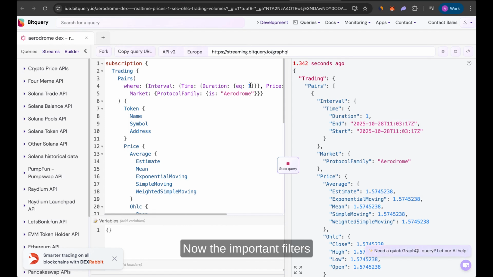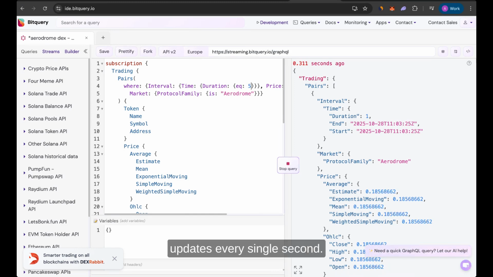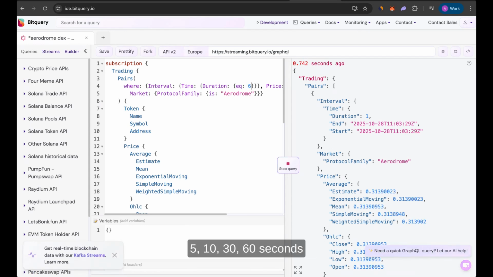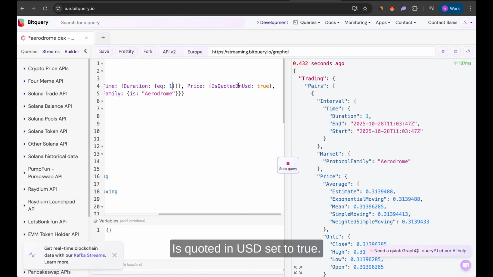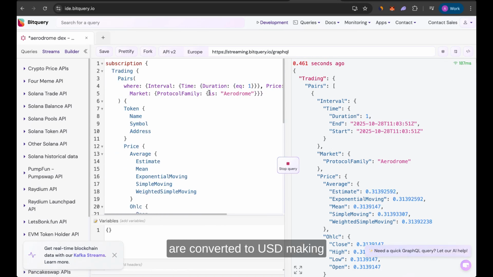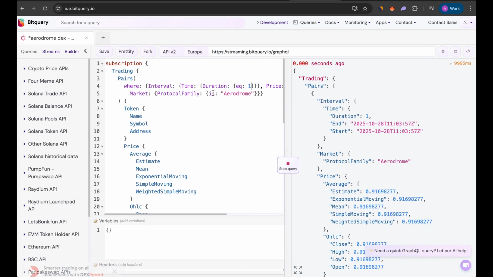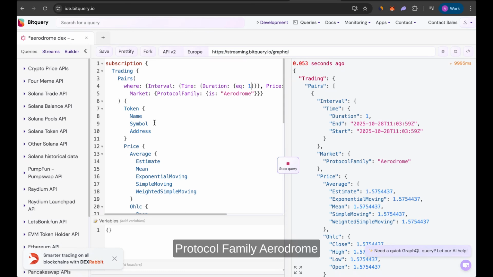Now, the important filters in the where clause. We've set duration to equal 1, that's 1 second. This means you get price updates every single second. You can change this to 3, 5, 10, 30, 60 seconds or longer intervals depending on your needs. IsQuotedInUSD is set to true. This ensures all prices are converted to USD, making it super easy to compare across different pairs. ProtocolFamily: Aerodrome. This limits results to only Aerodrome DEX.